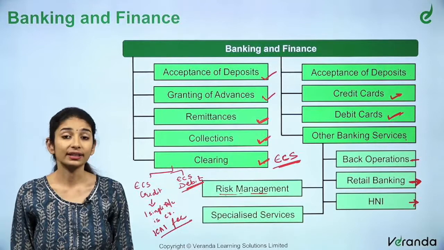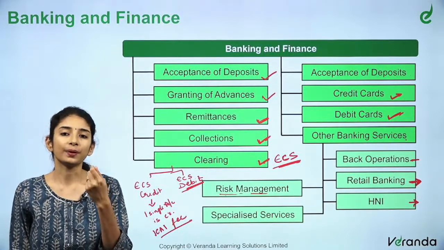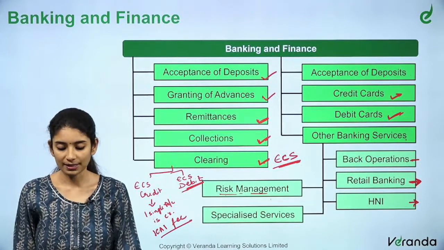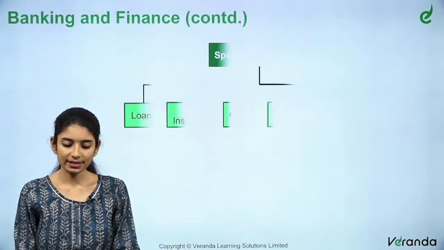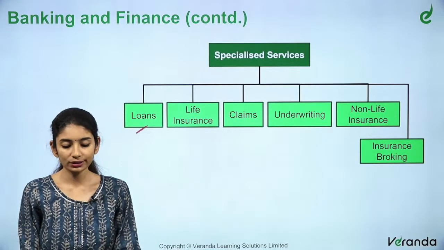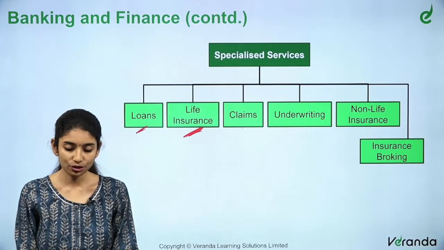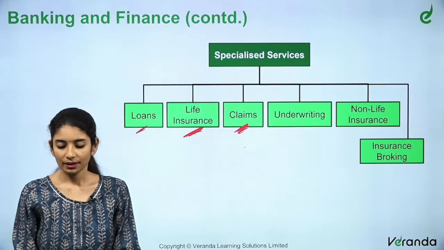Bank also provides underwriting services, or it evaluates the credit ratio of a person. Risk management services. Specialized services. What are the other specialized services? Loans. Life insurance. Bank also engages in providing life insurance. Claims. Based on life insurance, you have claims.